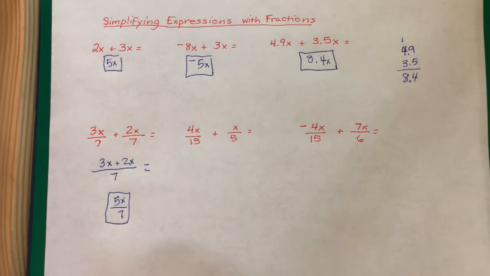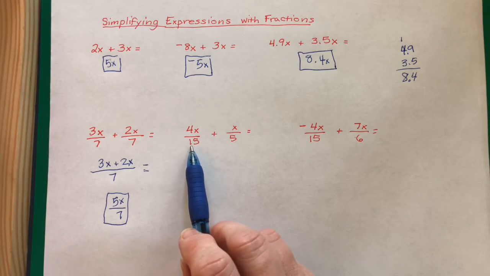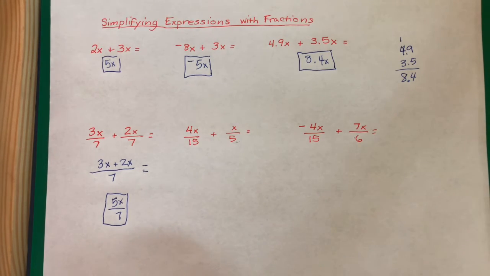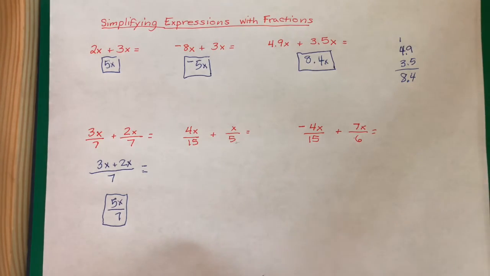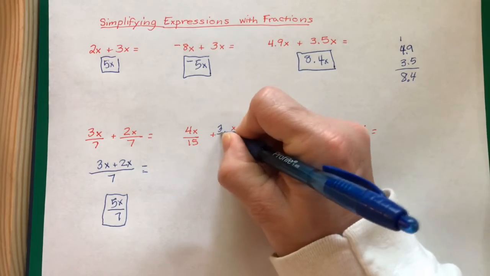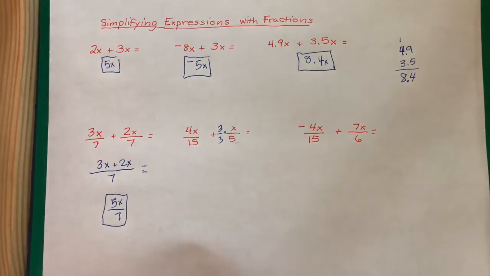See, not so bad. Let's try another one that is a little bit harder. All right, with this one, we have 2 different denominators. Whenever we add fractions, we need a common denominator. So I'm going to use 15 as my common denominator, and I am going to multiply by 1. 3 divided by 3 equals 1.